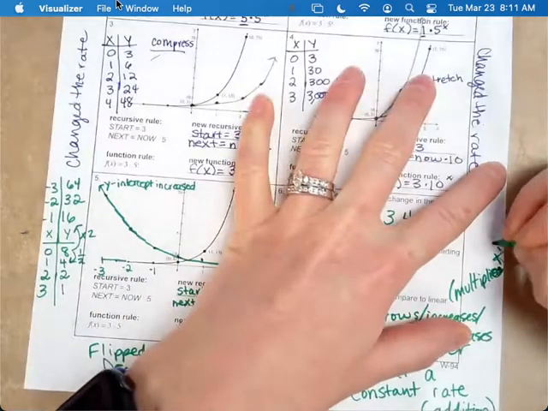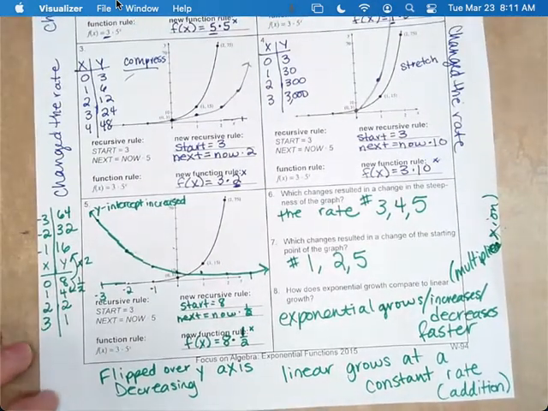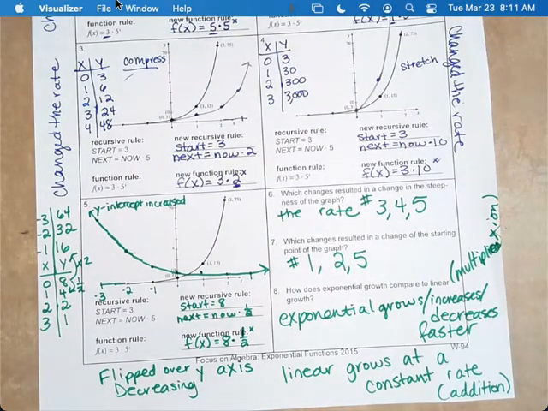I can't fit it all on here. So we'll fold this and put it in our journal.